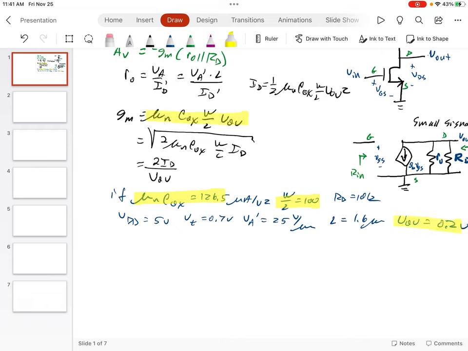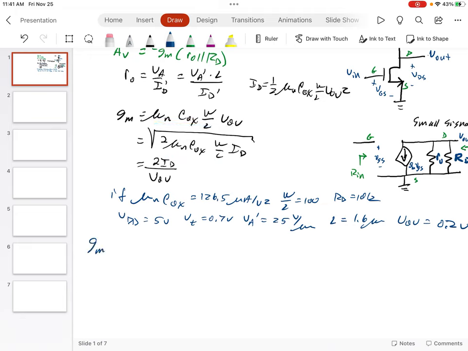So mu and C ox, W over L times V overdrive, we've got all 3 of those things. That's the equation to use. We don't have ID, so these 2 equations, we could use them, but they're going to be a little bit more effort to use because we don't have that value of ID. We would have to calculate it with the saturation equation. Now we have to calculate it anyway to find R naught, but there's not a whole lot of point in going to the extra effort to calculate it in order to find GM when you've already got these parameters right there. Might as well use that.